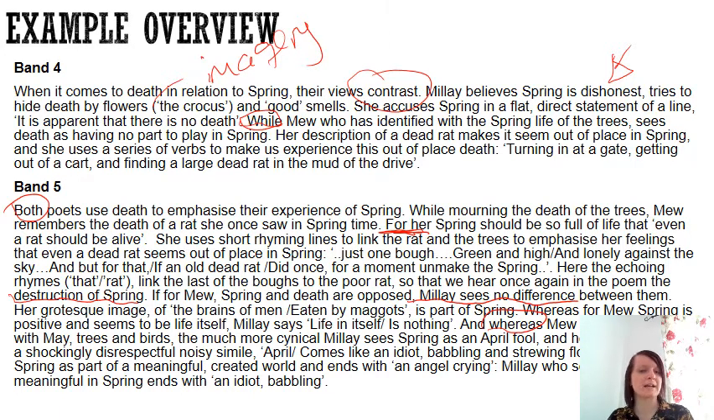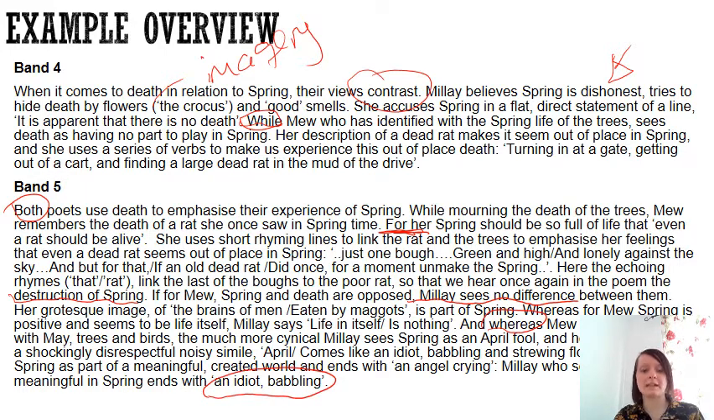Mew sees spring as a part of a meaningful, created world and ends with an angel crying. Malay, who sees nothing meaningful in spring, ends with an idiot babbling. So a really purposeful connection where this particular candidate looks at the ending of both, okay?